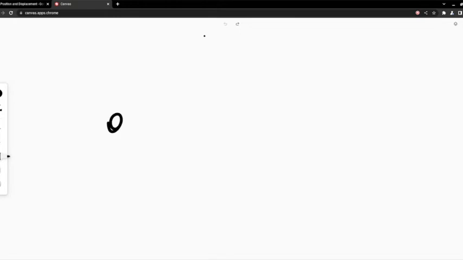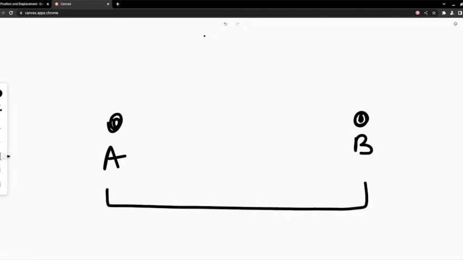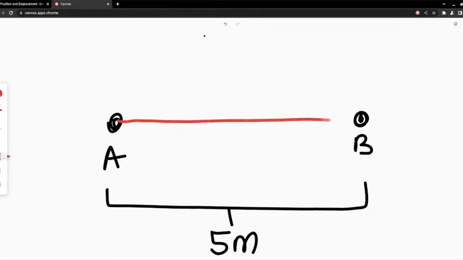Let's say that we have point A and point B, and they are 5 meters apart. And we're going to draw a red line moving from point A to point B. Alright, so this is a case where displacement and distance are the same thing. So from point A to point B, this person or whatever has moved 5 meters.